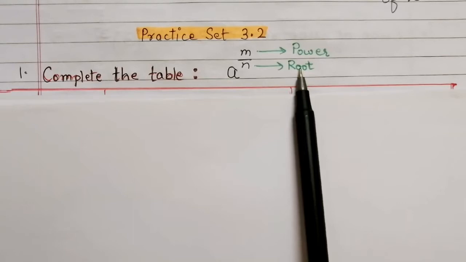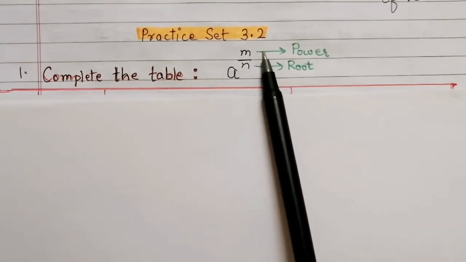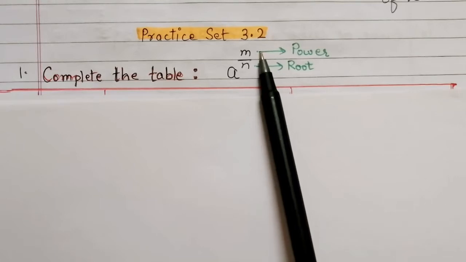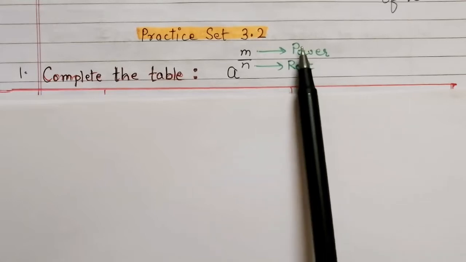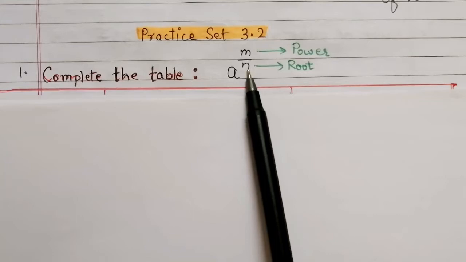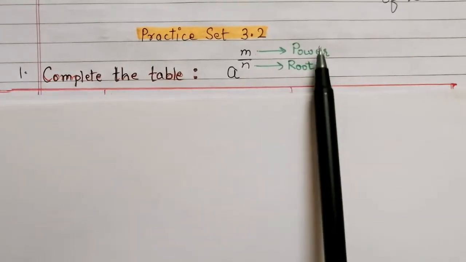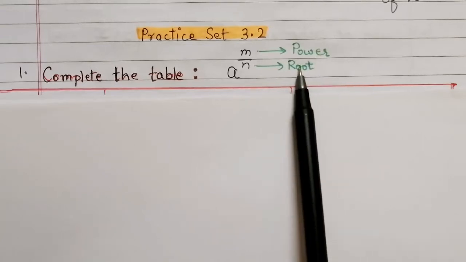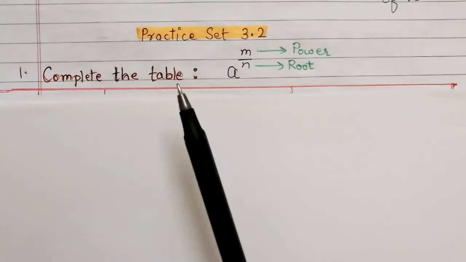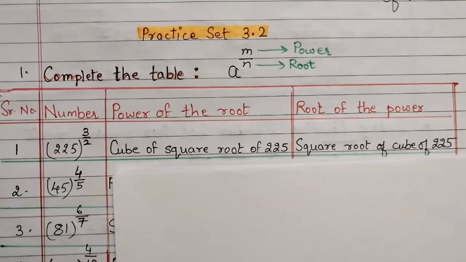How to remember? The number which is up has the power. It is more strong. This way you have to remember. So that is the power. And you have seen in plants, roots are always underground. So this n is the root. Power is up, root is down. Keep this in mind, and by this we will complete the given table in this exercise.